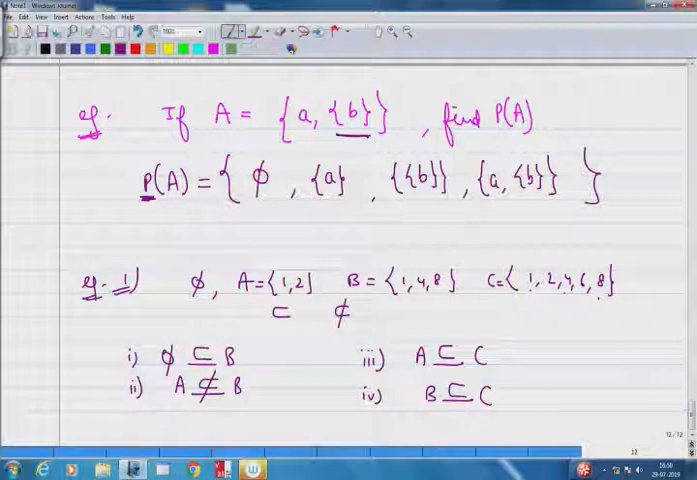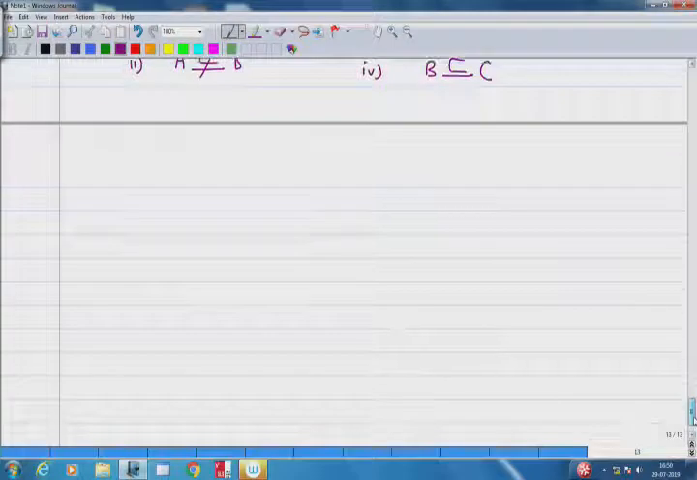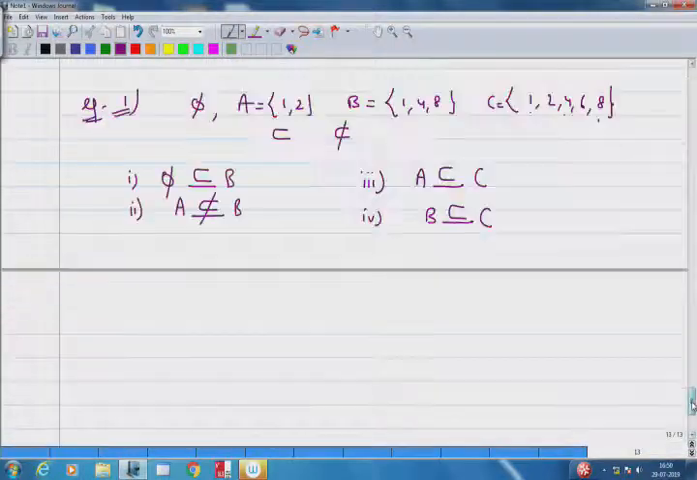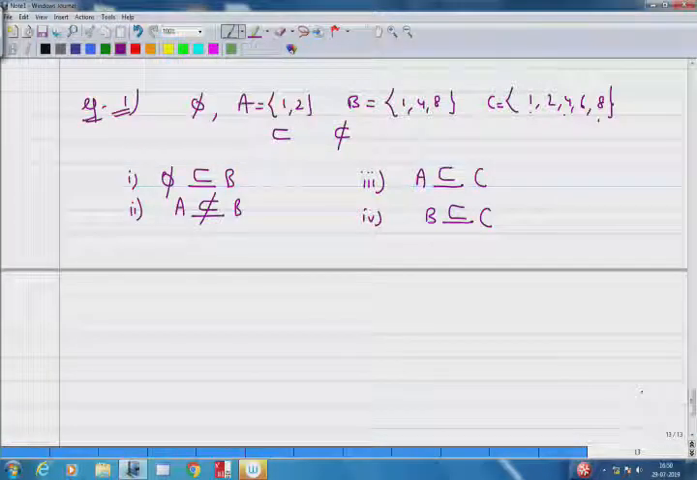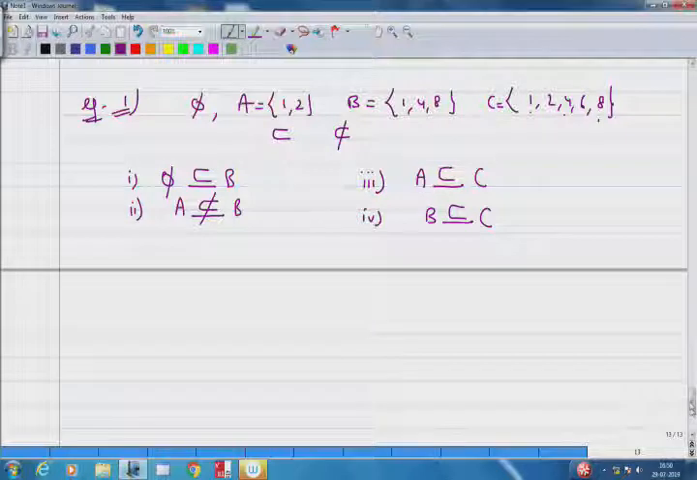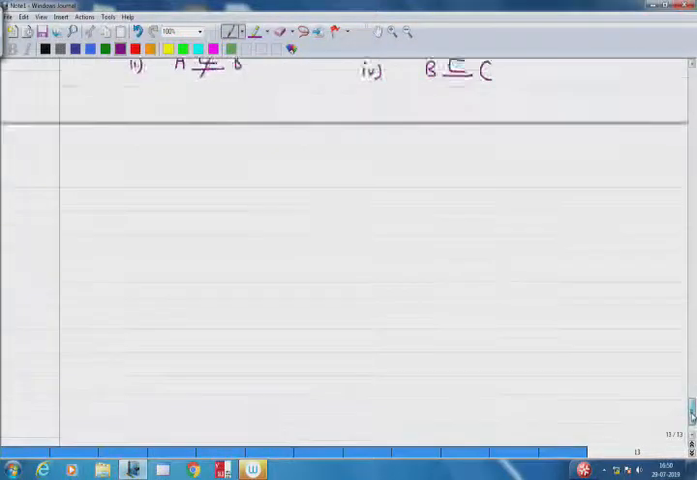Getting it? Any doubt? Kohima, any doubt? Okay.